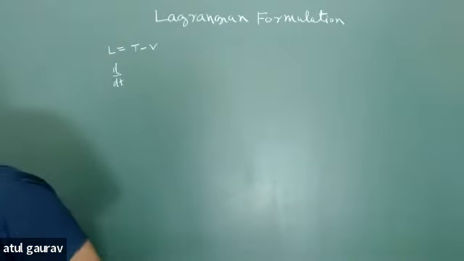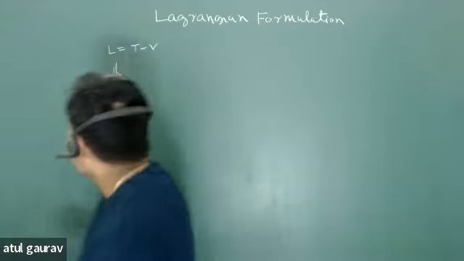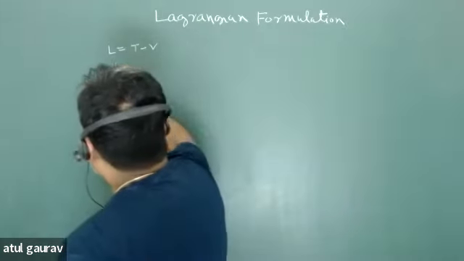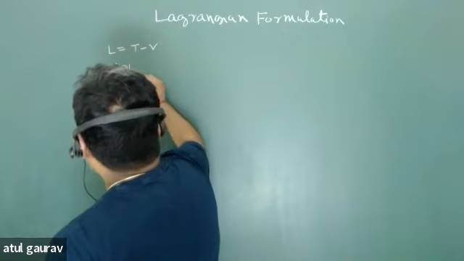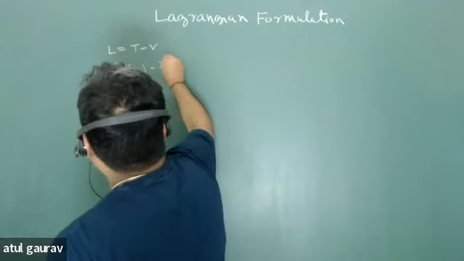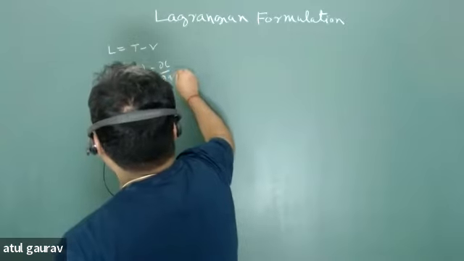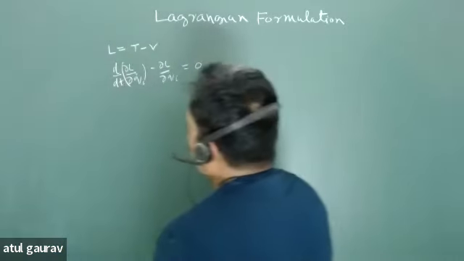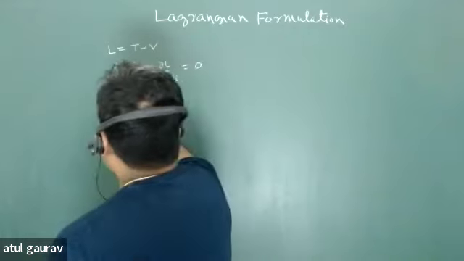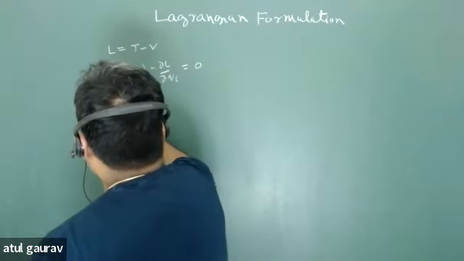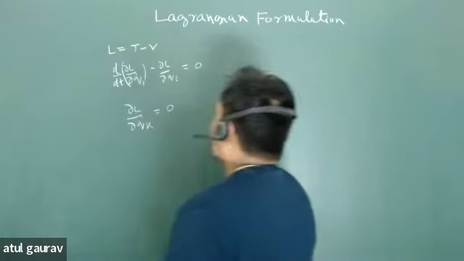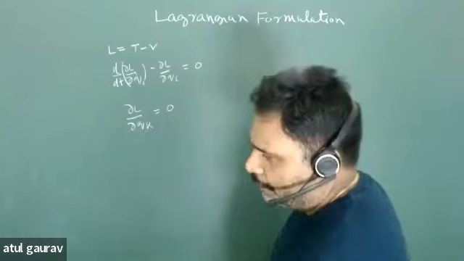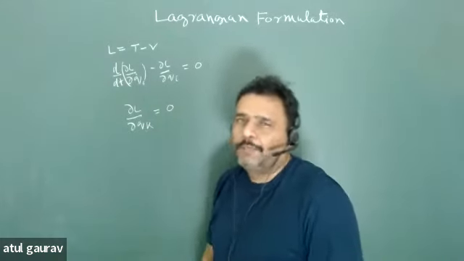So we have just taken L is equal to T minus V, then Lagrange's equation of motion: d upon dt of del L upon del Qi dot minus del L upon del Qi must be equal to 0. And from here we can also have a cyclic coordinate: del L upon del Qk equal to 0 for some coordinate Qk, which is a cyclic coordinate.